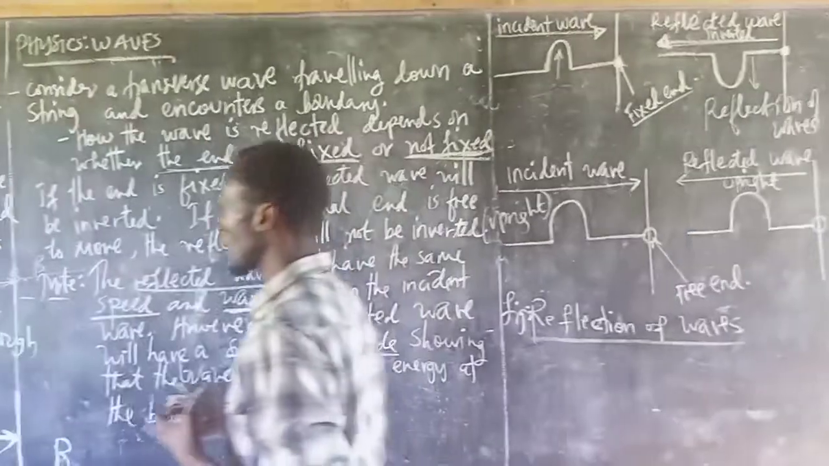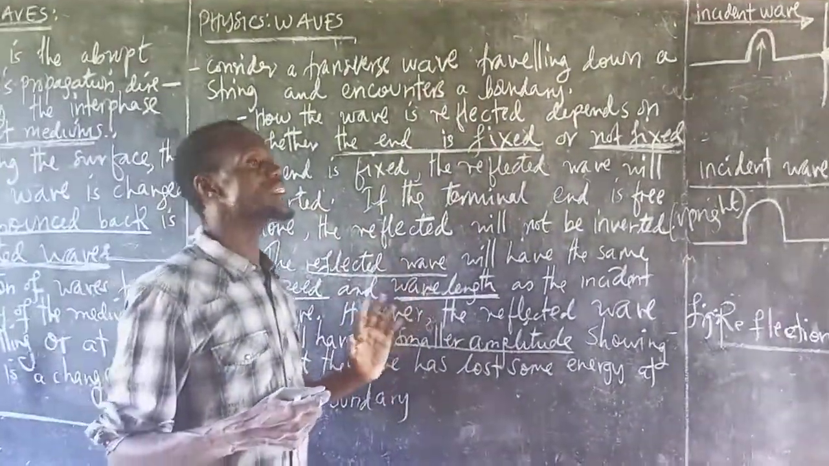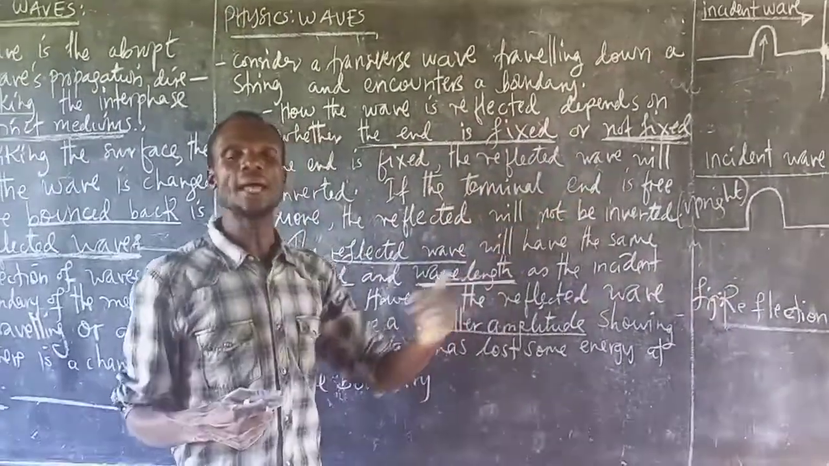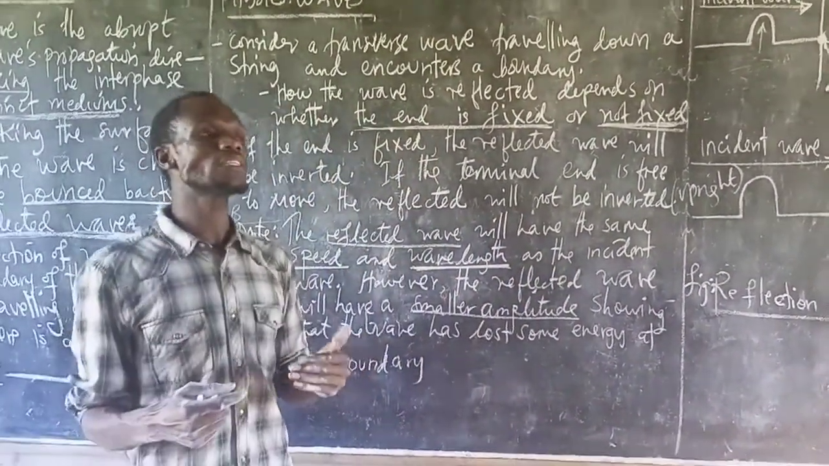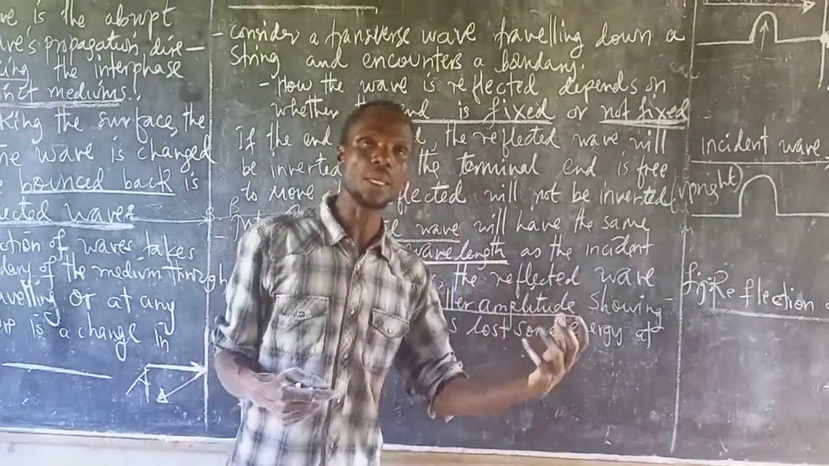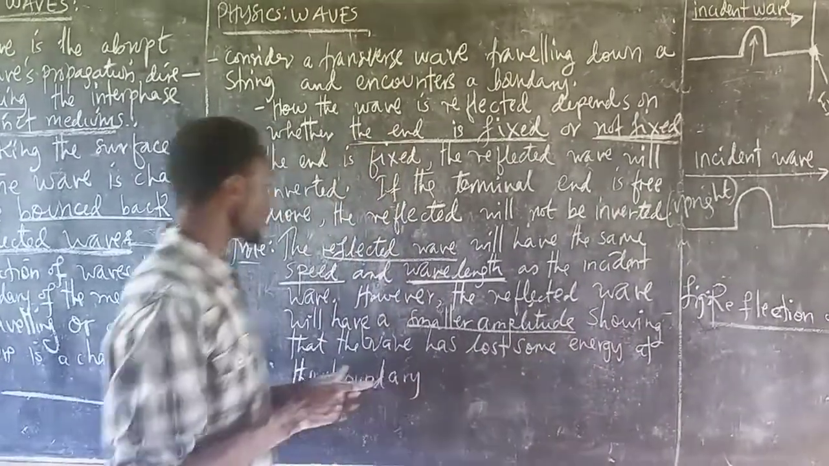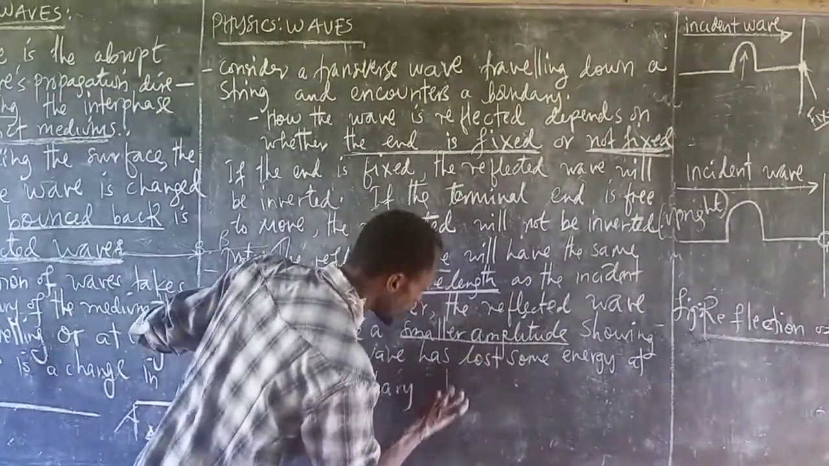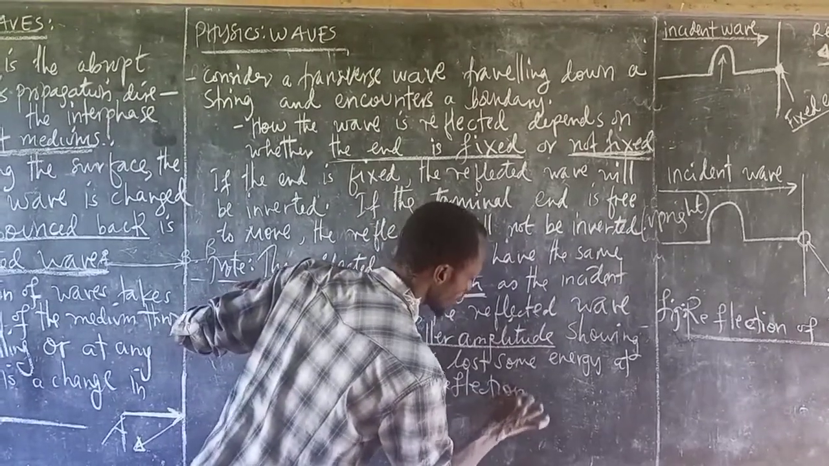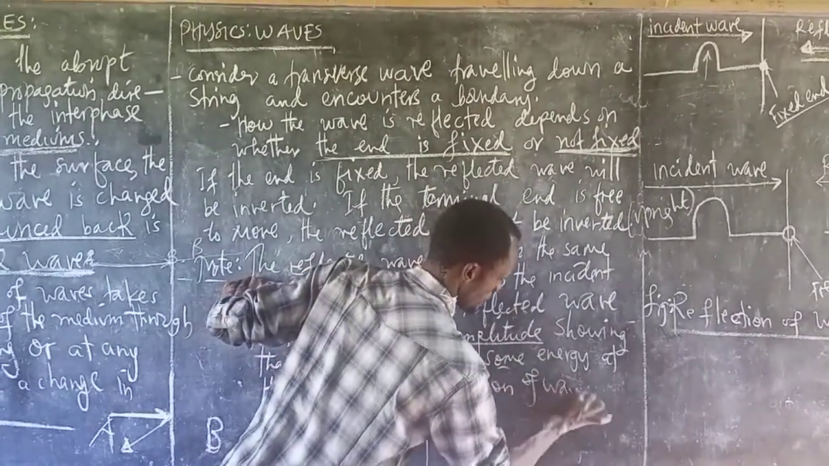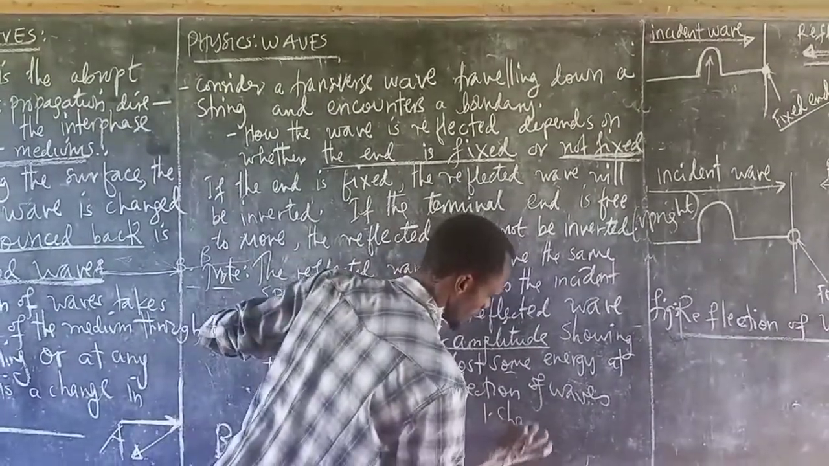So, in general, reflection of wave is the sending back of a wave as it meets the boundary, or as it enters a different medium, or as there is a change of speed. If there is a change of speed, then reflection is possible. Reflection of wave is only possible if there is a change of speed.